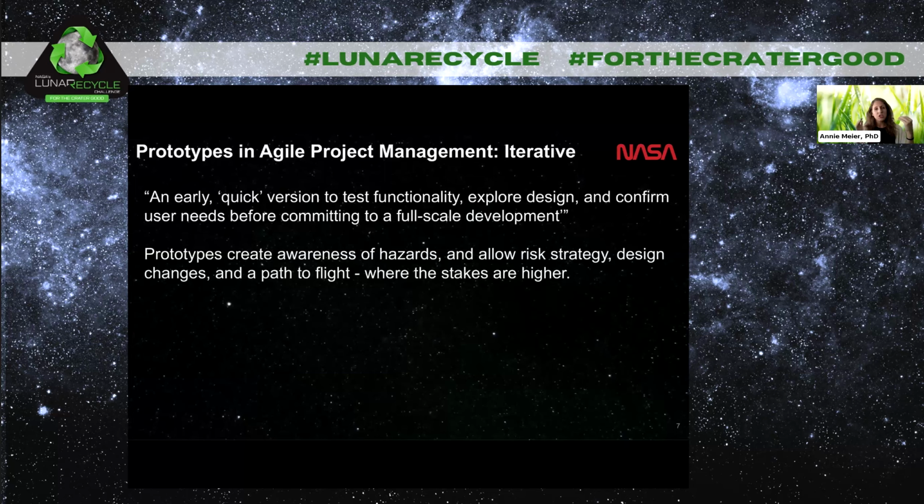If you go to Agile project management, which is often used more on the commercial side or even academic side, prototypes are supposed to be quick and preliminary iterative models where you can fail quickly, you can visualize ideas, see if they are going to work, get feedback. And when you have a lot of money, you can make a lot of prototypes and fail faster and make a new one quickly. But they're not the final product, and it's again meant to test functionality, explore the design, and confirm user needs before committing to a full-scale development.